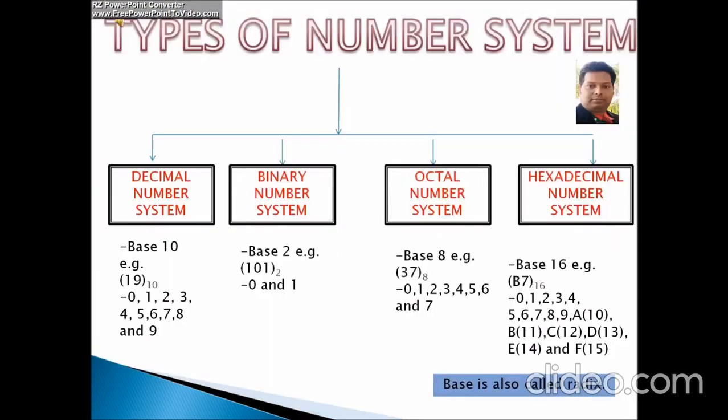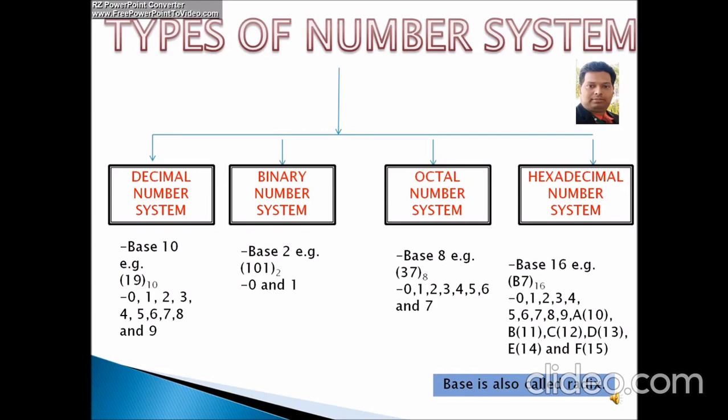The first one is decimal number system. It has base 10 and digits being used in it are 0, 1, 2, 3, 4, 5, 6, 7, 8 and 9. Now we proceed to binary number system. It has base 2 and 0 and 1 are used. Now 2, 3, 4, 5, 6, 7, 8 and 9 cannot be used in binary number system. Now octal number system, it has base 8, 0, 1, 2, 3, 4, 5, 6 and 7. Only these digits can be used in octal number system. We cannot use 8 and 9 in octal number system.